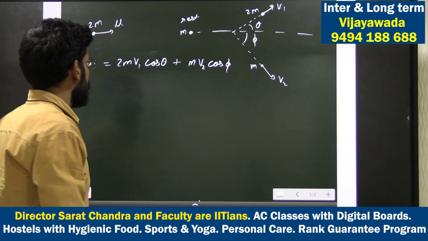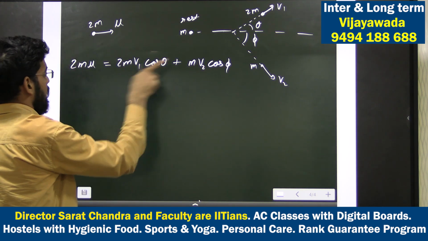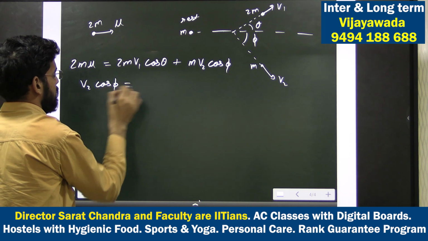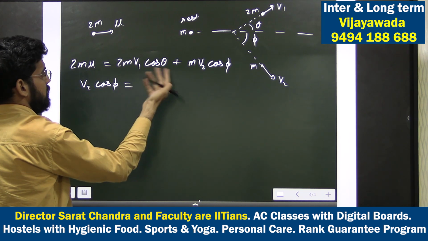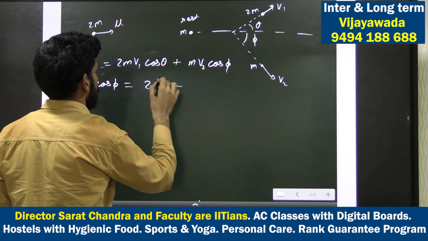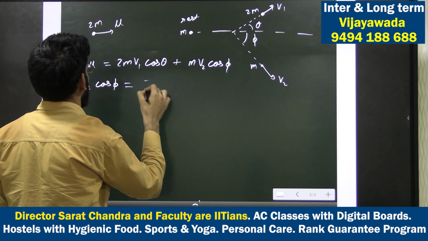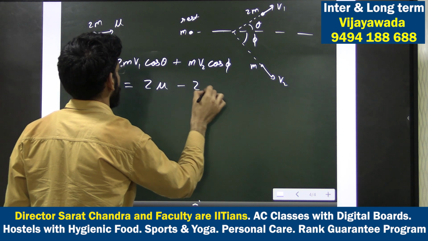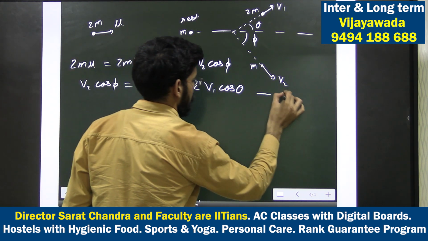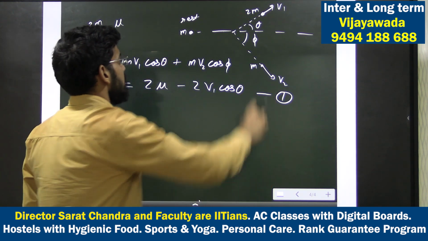Now m gets cancelled out, so v2 cos phi equals 2u minus 2v1 cos theta. I am naming this equation number 1. It is an easy question, don't worry.